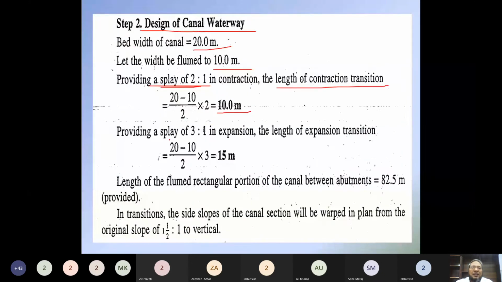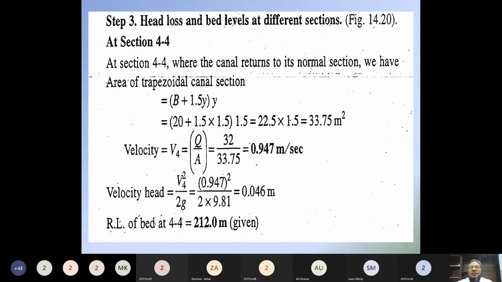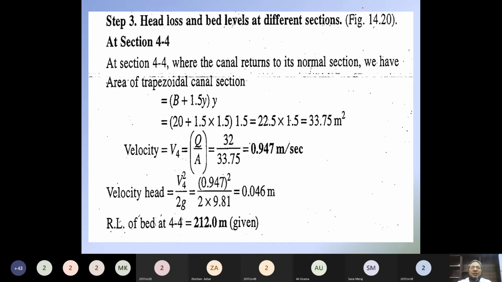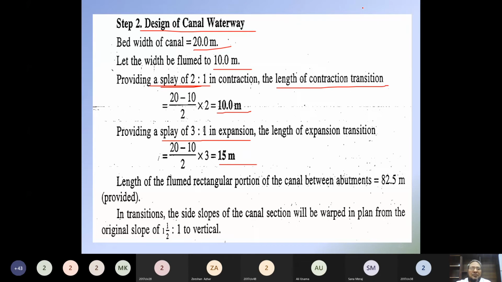Okay, then we have to provide a splay of 3-in-1 in expansion transition. Then the length of the transition would be 20 minus 10 over 2 into 3, which is 15 meter. So this length should be 15 meter from section 3 to section 4. And the length of the flumed rectangular portion of the canal between abutments should be how much? 82.5 meter, the same which is the width of the drainage.